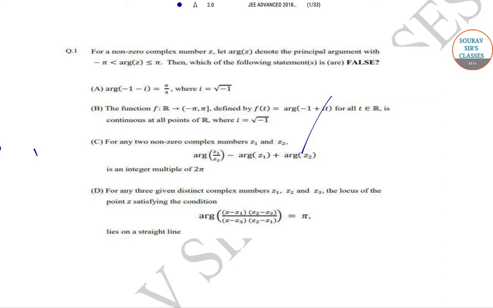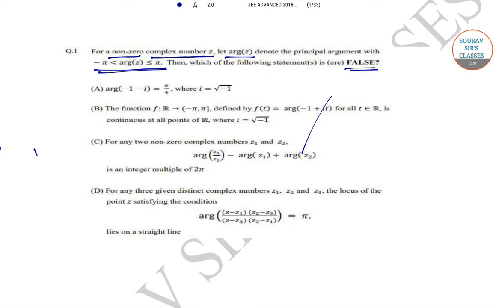So the first question is: for a non-zero complex number z, the argument of z lies between minus pi and plus pi. Then which of the following statements is or are false? So first is, the argument of minus 1 minus i equals pi by 4.